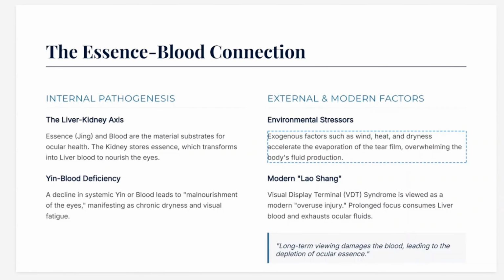A key concept in TCM is the connection between essence, blood, and ocular health. When liver and kidney yin become deficient, the eyes lose nourishment. This results in chronic dryness, blurred vision, and visual fatigue. Modern factors also contribute to this imbalance. Prolonged screen use, known as visual display terminal syndrome, represents a form of overuse injury. Long-term visual focus consumes liver blood and depletes ocular fluids. This leads to worsening dry eye symptoms over time.